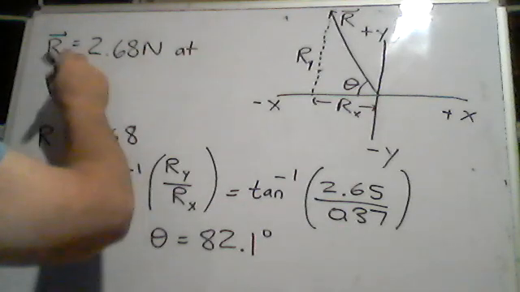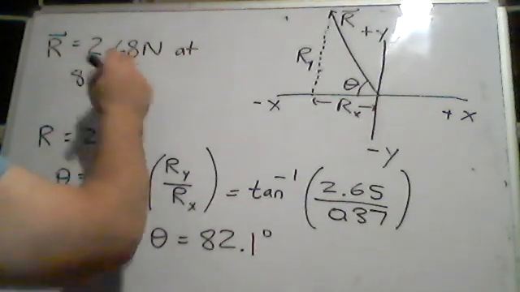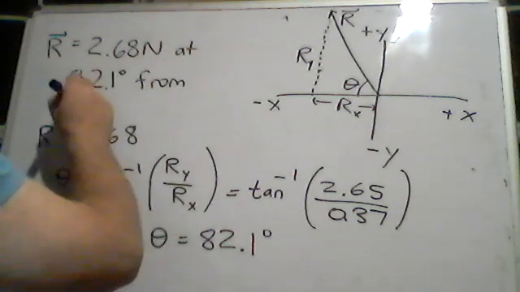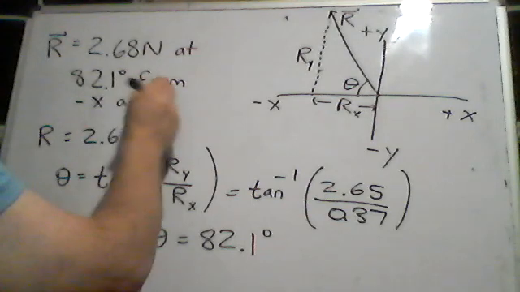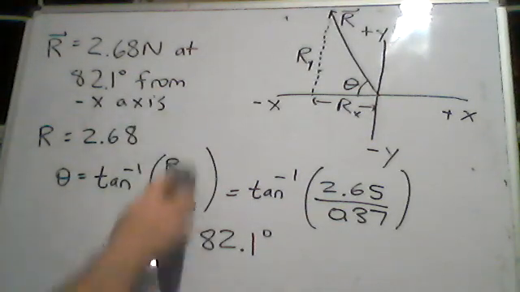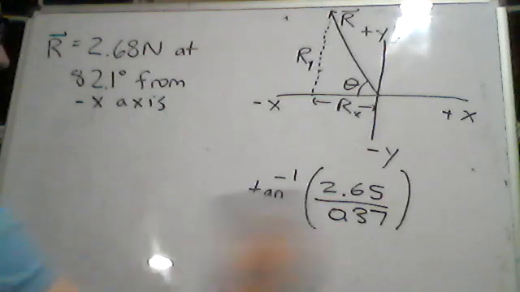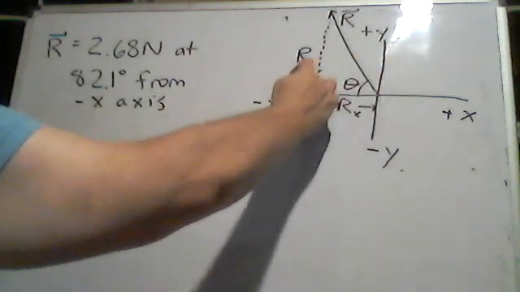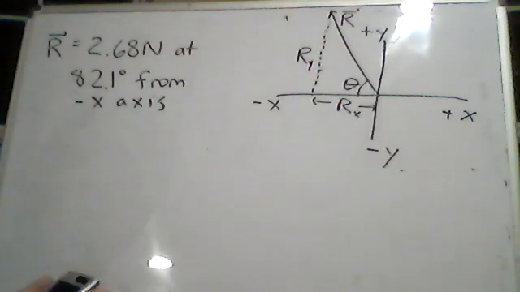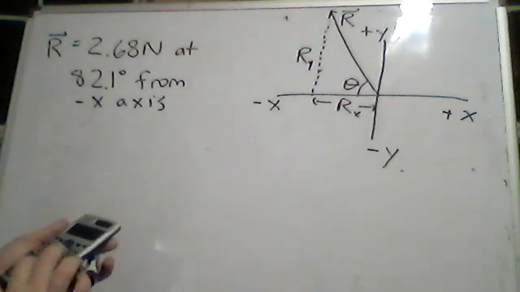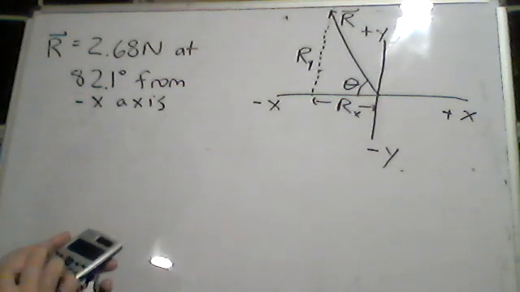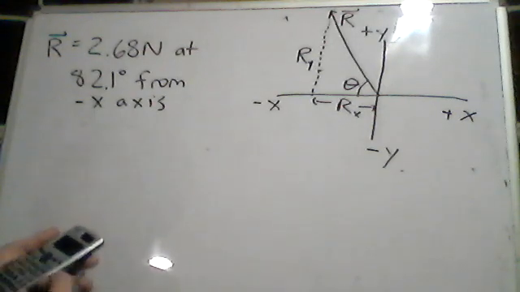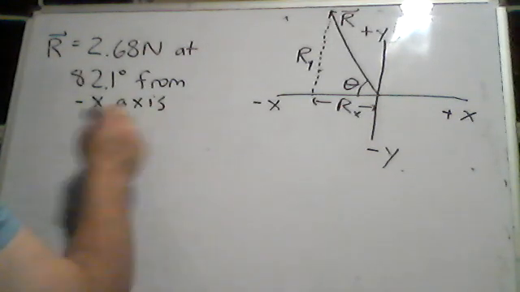at 82.1 degrees from negative x-axis, or if you want to specify it a little different way, you could say, well, I know that this whole angle is 180 from the positive x-axis, so I could say 180 minus 82.1, or 97.9 degrees.